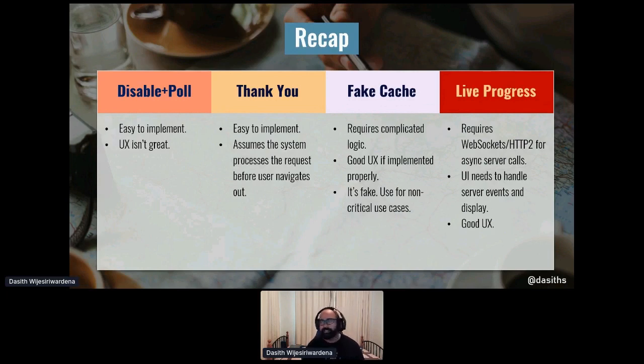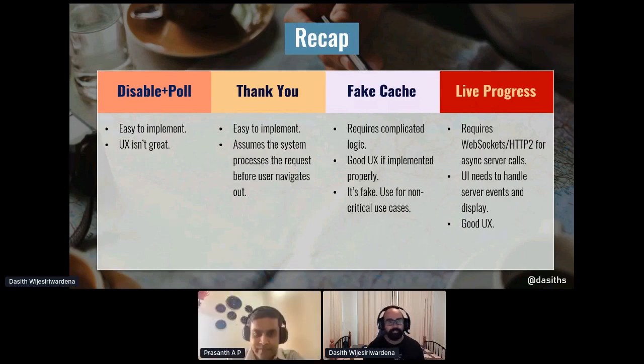Fake cache, again, is a very creative way of dealing with it. But for non-consequential scenarios, live progress, I think it ticks all the boxes as long as your front end allows for a concept of notifications. But yeah, it uses WebSockets, so your server, or backend application rather, needs to support that.